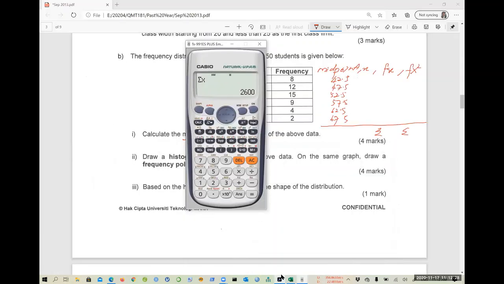Okay, so let's bring back our calculator, and for the second one, we want the summation of fx squared. So shift number 1 again, and then number 3 for the sum, and then we choose number 1 for the summation of fx squared. So equal sign. So you get 137362.5. So let's check.